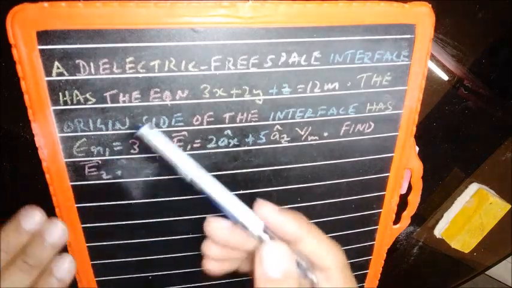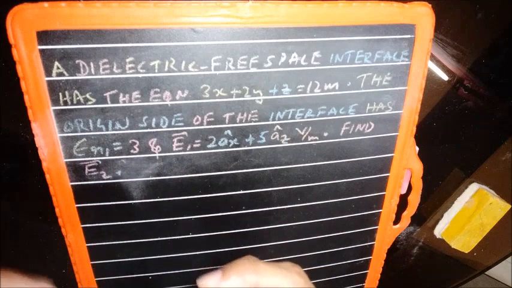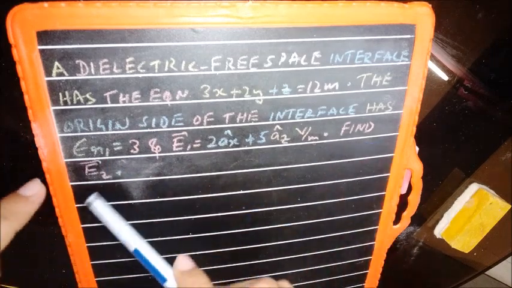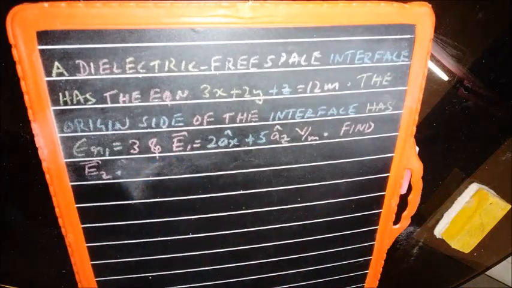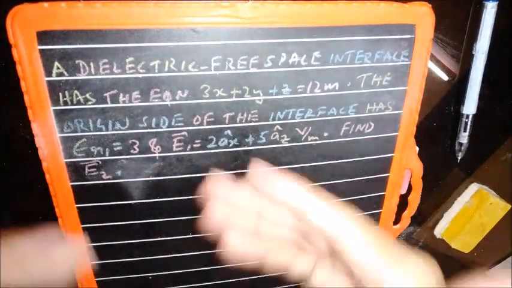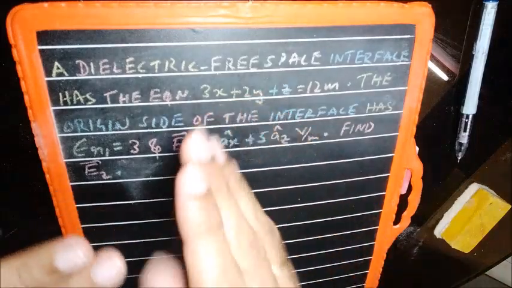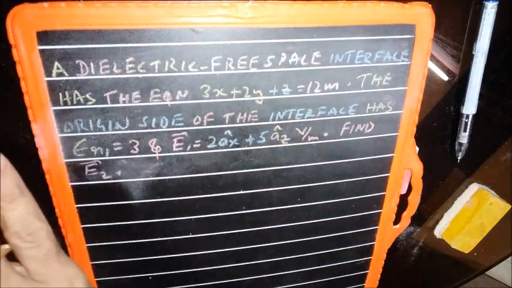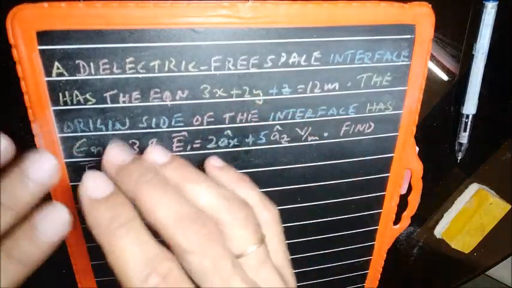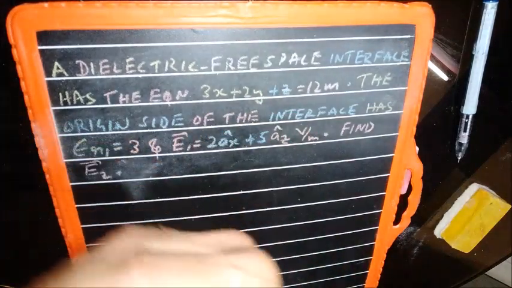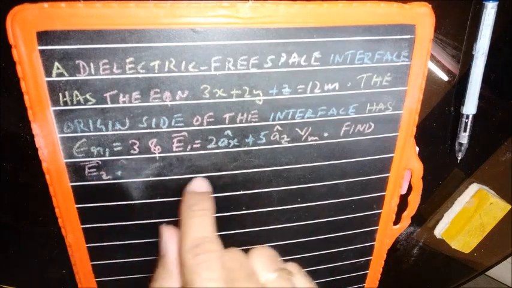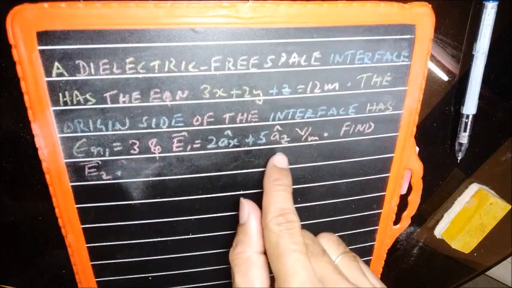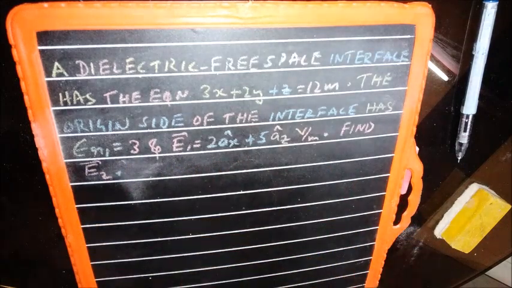So the origin side of the interface is numbered as 1, the region 1. We have to find out E2, that is the electric field in region 2, which will be the other side. So the interface is such that, as we will see now, there is an origin side for the interface. Behind the interface, the way we are going to draw it, is the origin. So that region is called region 1. It has epsilon r1 3 and electric field 2ax cap plus 5az cap volt per meter. We have to find out E2, the electric field on this side of the interface.